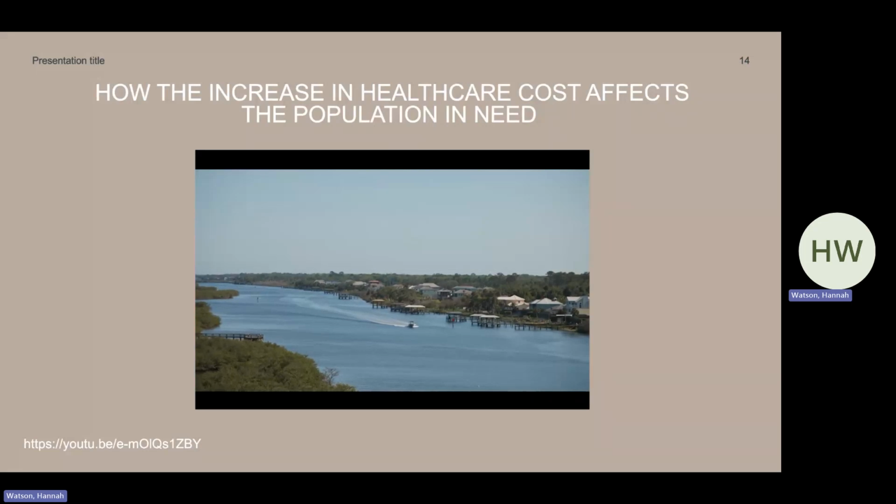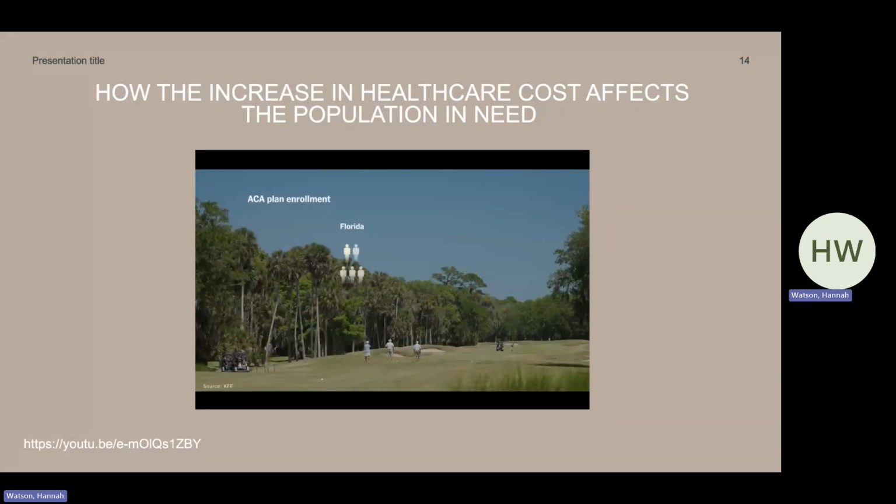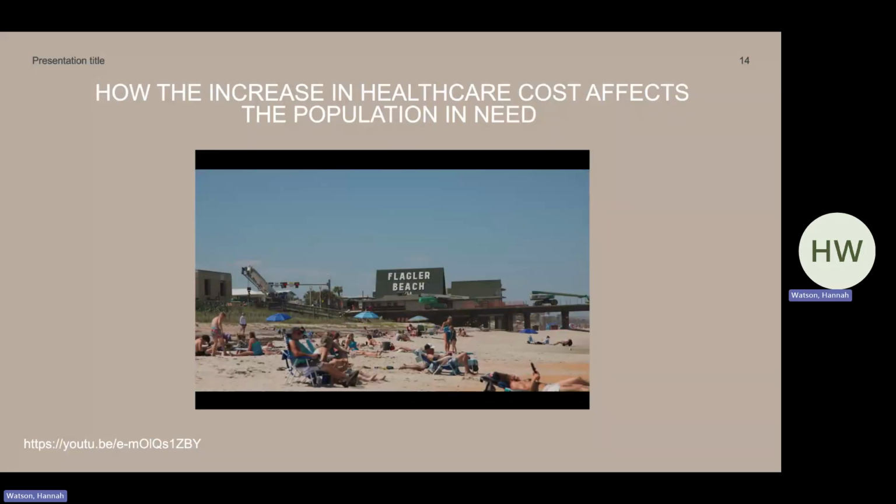For years, Florida has been leading the nation in Affordable Care Act enrollment. 1 in 5 residents are enrolled in an ACA plan, compared to 1 in 15 nationwide. And 98% of Florida's enrollees relied on federal financial assistance to pay for a plan.